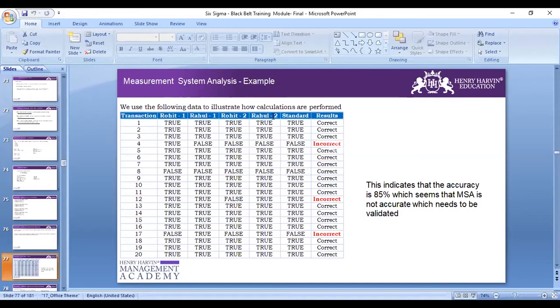However, if we would have added one more operator, let's say Bhanu was also there, then Bhanu would have done it twice as well. Then also in that particular case, the trial would be 3 here.